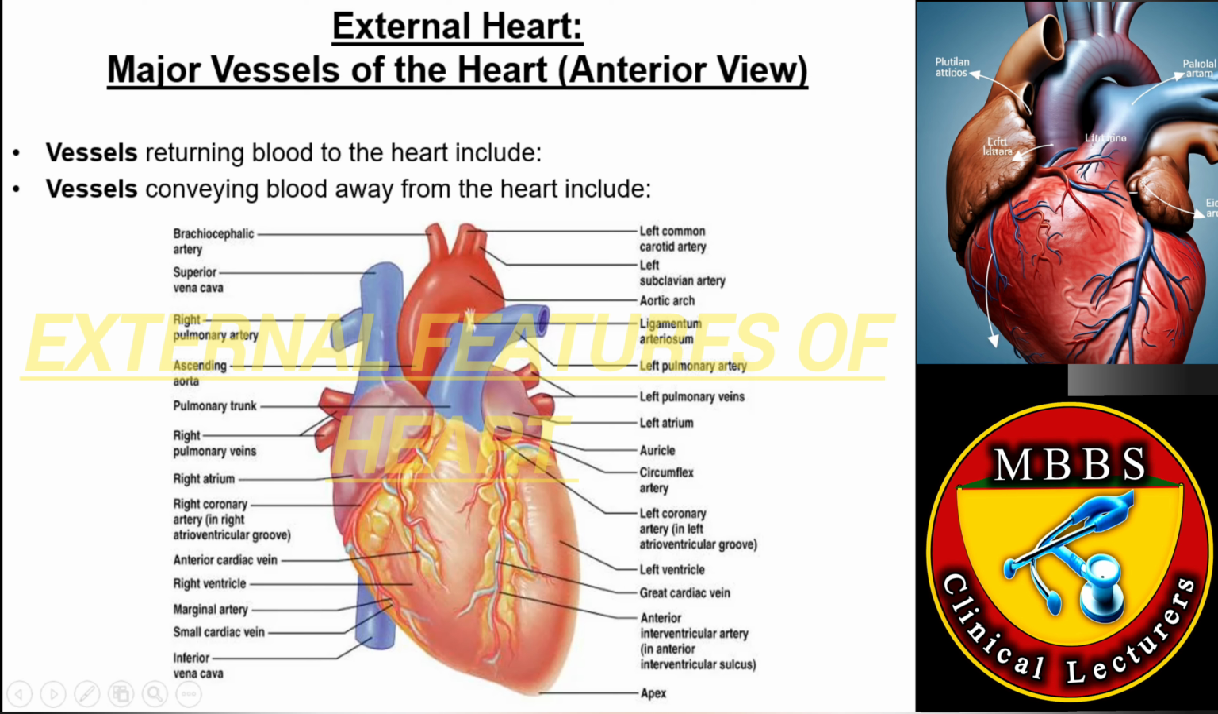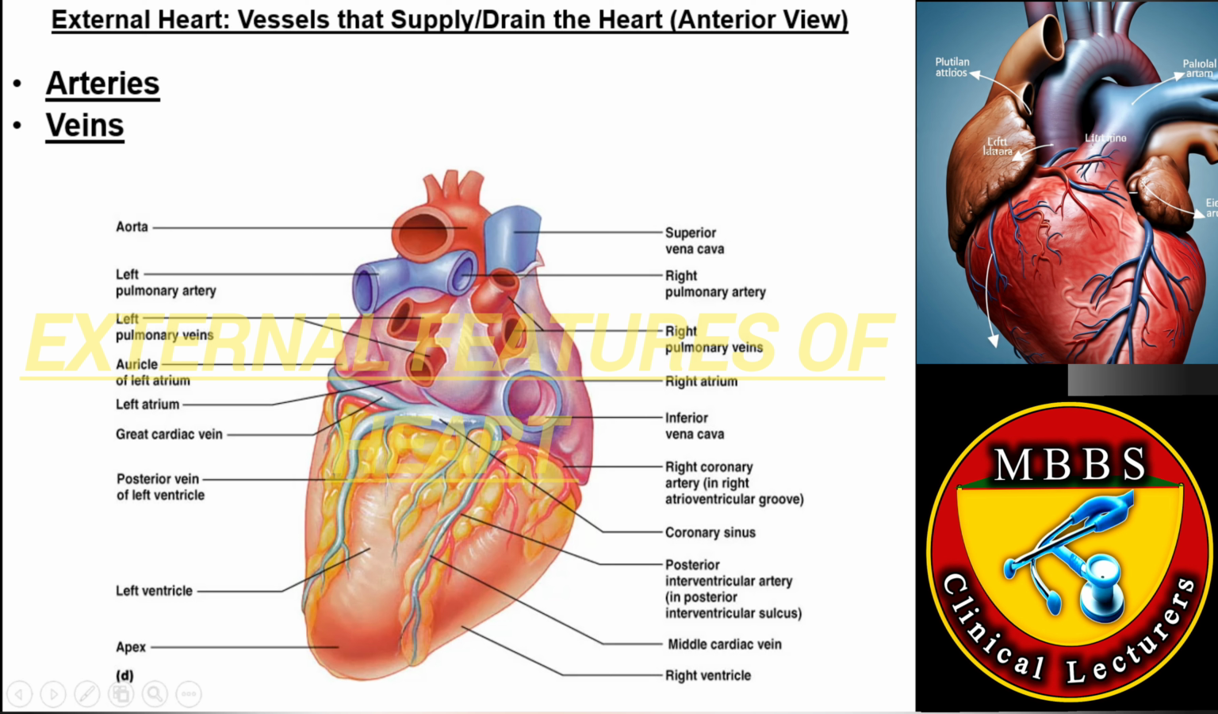Vessels that supply or drain the heart: the arteries, they supply the heart, and veins, they drain the blood. The arteries, these are the right and left coronary, right coronary artery, left coronary artery. In atrioventricular groove, this is the atrioventricular groove. There and over here, the marginal artery, circumflex and anterior interventricular arteries. Veins are the small cardiac, anterior cardiac and great cardiac veins. Great cardiac veins and the small cardiac anterior veins, they drain the venous blood of the heart.